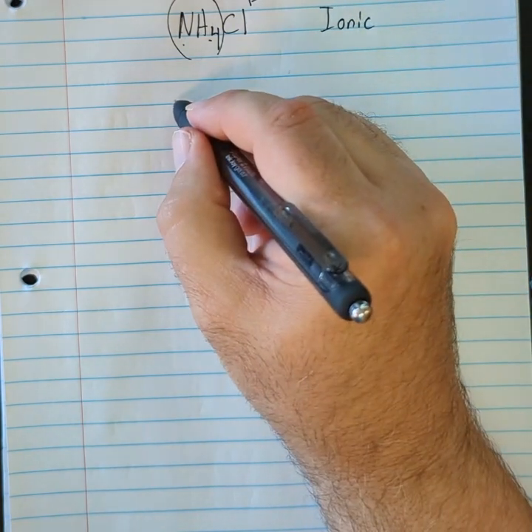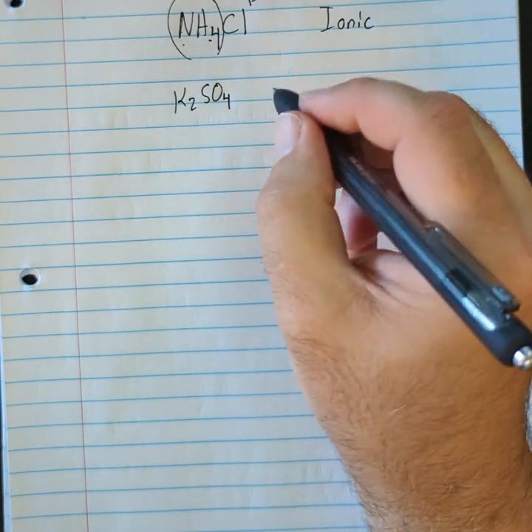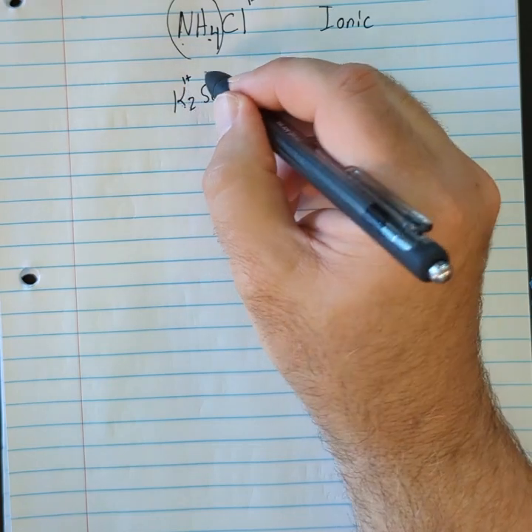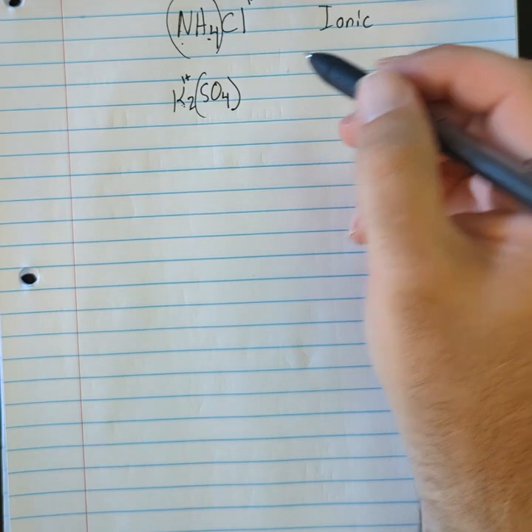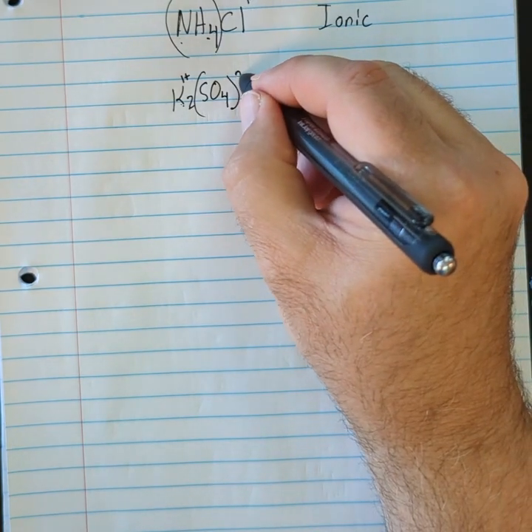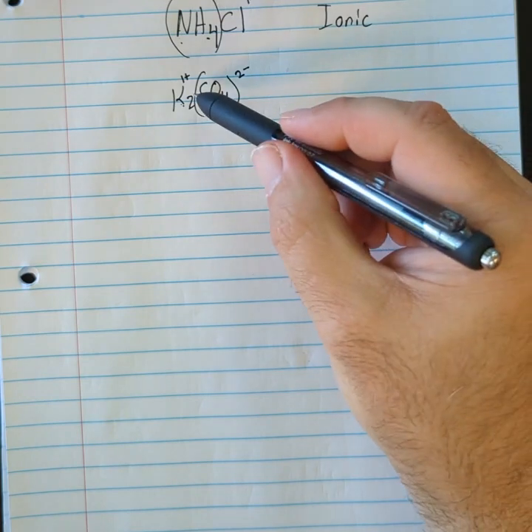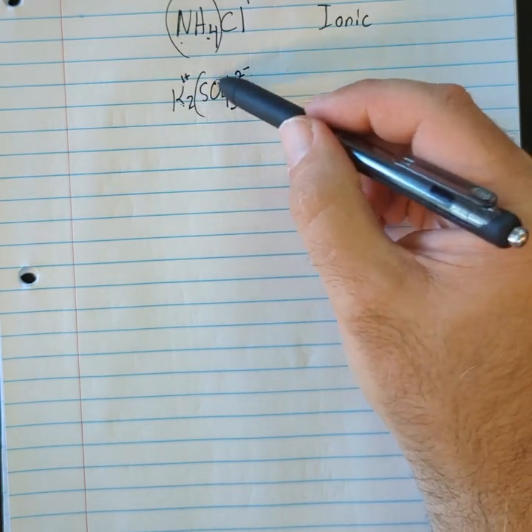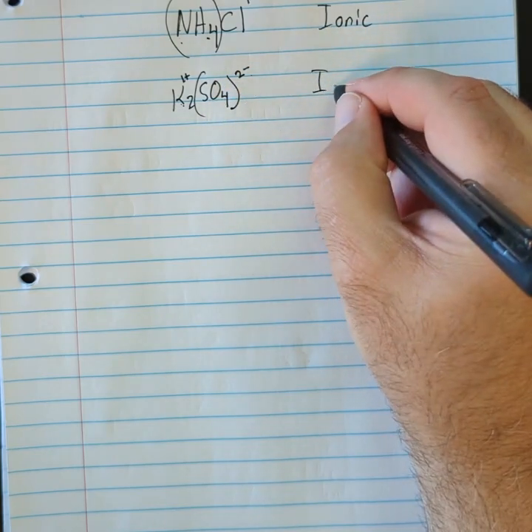If we look at K2SO4, potassium, we look at the periodic table, it's a 1 plus. It's in group 1. SO4 is a polyatomic ion, which is 2 minus. Now, again, we have a positive and a negative. So this polyatomic ion is taking the place of the nonmetal. This is an ionic bond.